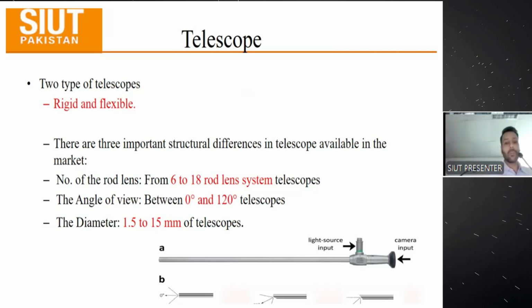At the bottom, you can see the 0 degree telescope that we most commonly use in our practice. Then there's a 30-degree telescope and a 45-degree telescope as well. The one that we use in our operating system is the 0 degree.